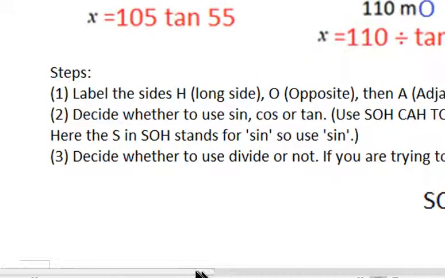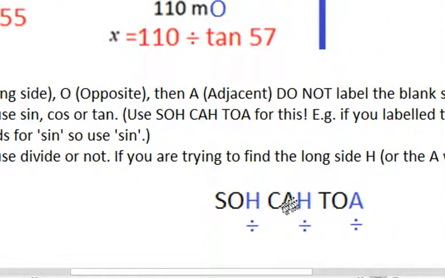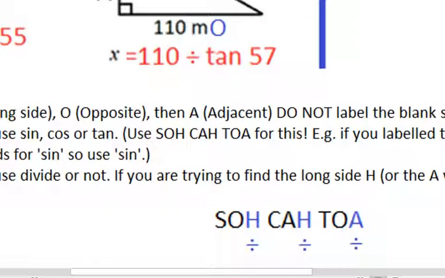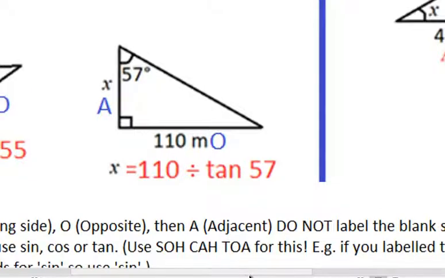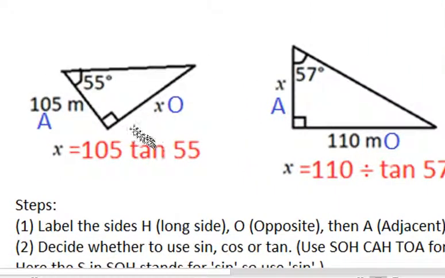Alright, so just going over here, we've got O and A down over here. Before the O and A we have T. So we're going to use tan. If you've labelled O and A, you use T, tan. Alright, so let's go back to that there. We're going to use tan. We've got that from the O and the A.